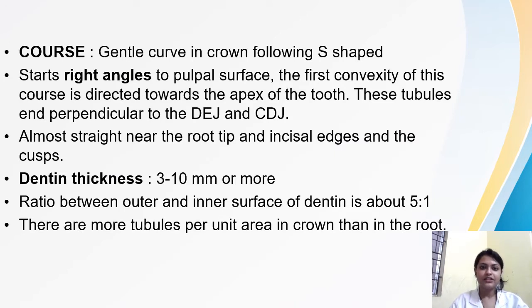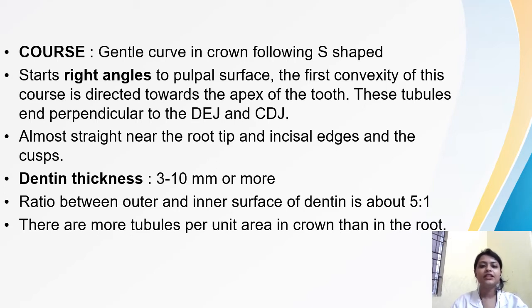Now, the course is a gentle curve in an S shape. Whenever we draw diagrams in histology, we always draw that S shape. This is the shape of the dentinal tubules. It starts at right angles to the pulpal surface. The first convexity of this course is directed towards the apex of the tooth. These tubules end perpendicular to the DEJ and CDJ, the dentinoenamel junction and cementodentinal junction. They are almost straight near the root tip and at the incisal edges and cusps.